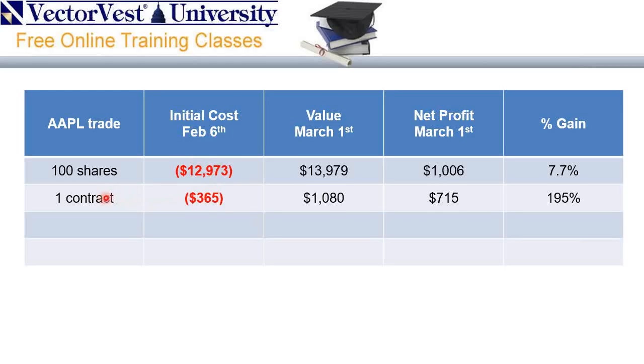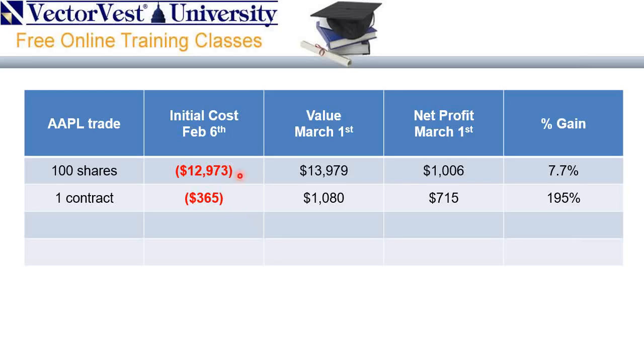But with this one contract of Apple, a month later, this was its value. You just made $700 on a $365 investment. That's a 195% return. I think we can all agree that making a 195% return on our money is better than 7.7%. All right? Virtually the same profit. I mean, $1,000 is fairly close to 700, much less of a risk.